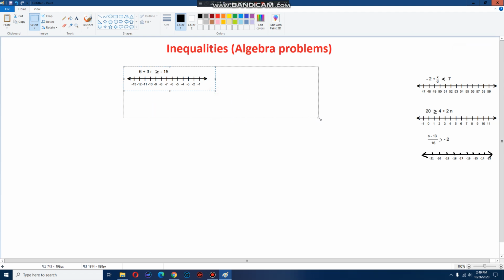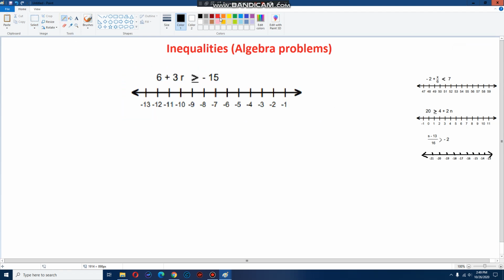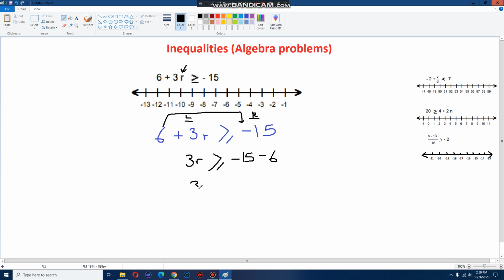Here we go. We got 6 plus 3r is greater than or equal to minus 15. So we're going to have to solve for r. Let's use blue color here. Again, as always, I tell the students, missing number on the left, everything else on the right. So 3r stays on the left side, minus 15 stays on the right side, and of course plus 6 jumps and becomes minus 6.